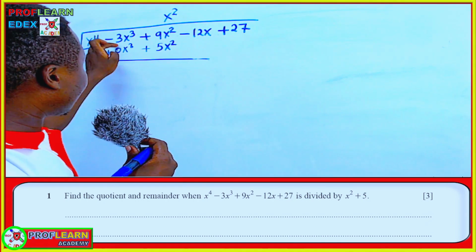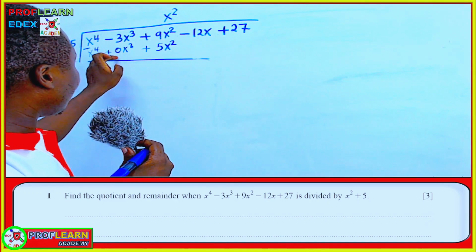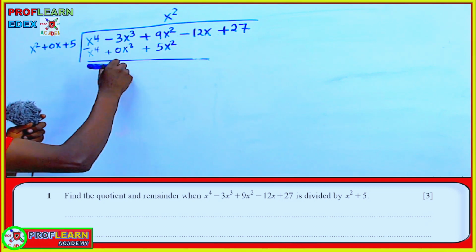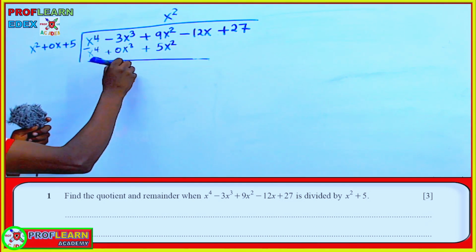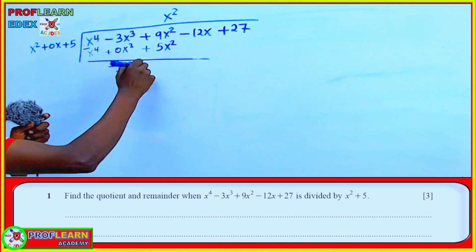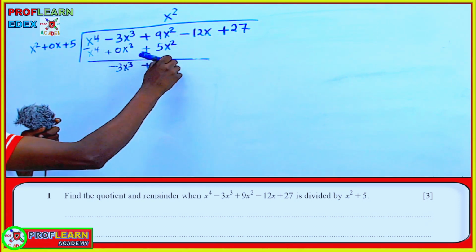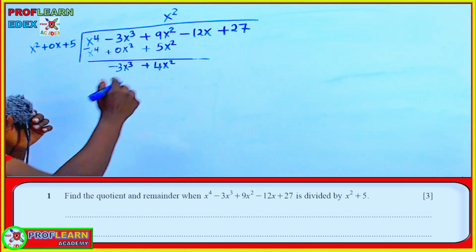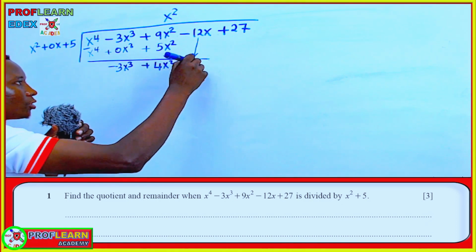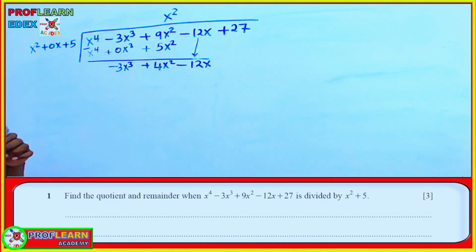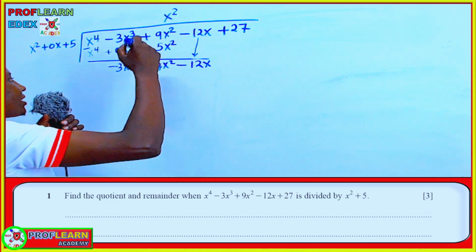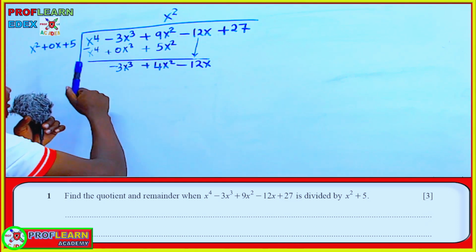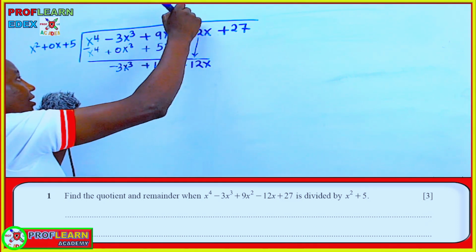If I subtract 3x cubed minus 0x cubed, I'm going to get minus 3x cubed. If I subtract this, I'm going to get positive 4x squared. Now, since I have two terms here and I have three terms here, I'll have to force it to sit at this particular point. So now our next term, because this is negative, what do we need to multiply by to get negative 3x cubed? That will be negative 3x.